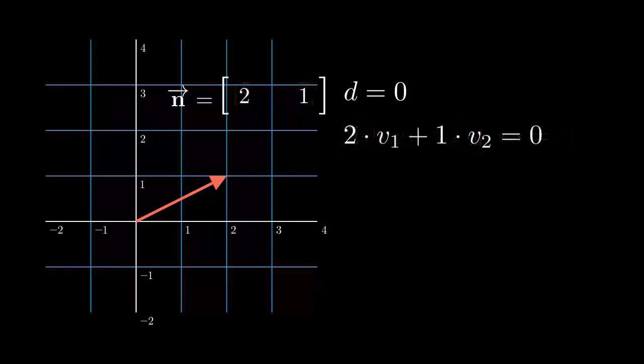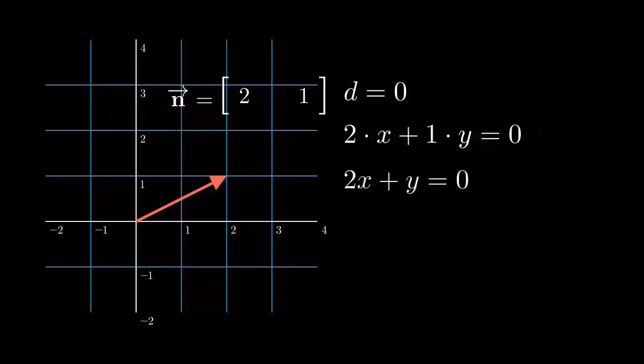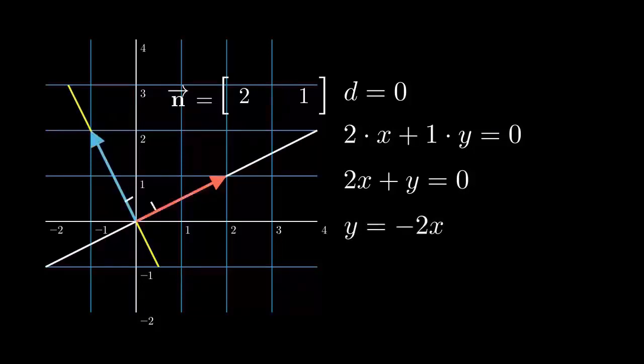You could continue with v1 and v2, but this is on an xy plane. You are more familiar with x and y, so this became 2x plus y is equal to 0. Solve for y, and y is equal to minus 2x. Indeed, this line is perpendicular to the normal.